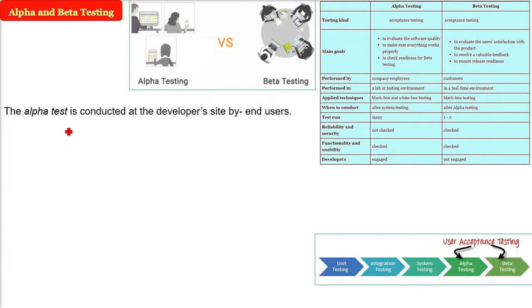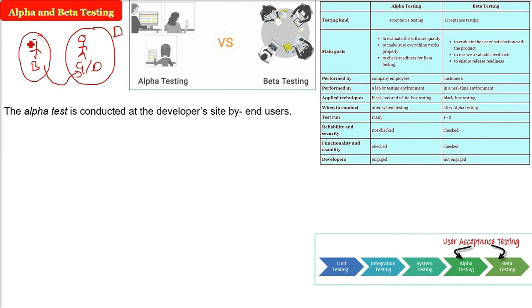So the alpha test is the initial test. After the system testing, the first test is the alpha test. Now this is conducted at the developer side by the end user. For example, you are the end user. You are in Bangalore, and there is another company to whom you have given the software. They are developing it, and this may be in New Delhi. So the developer is at Delhi, the user is at Bangalore. So the alpha test will be conducted at Delhi by the people from Bangalore.